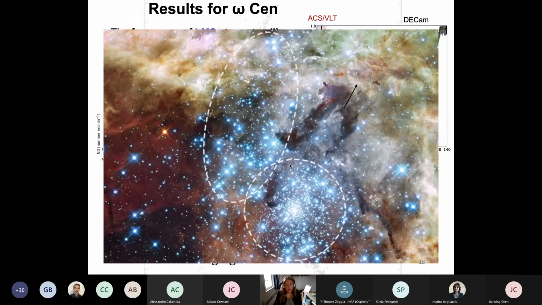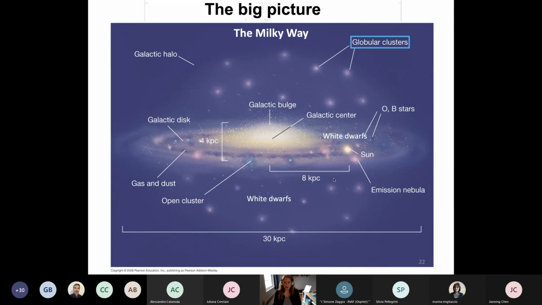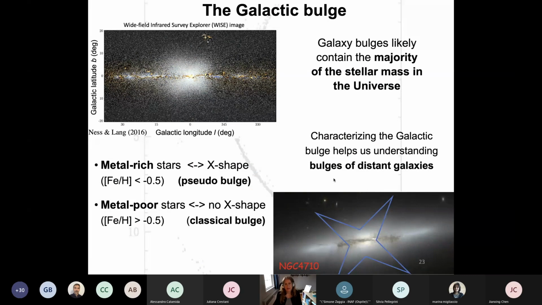And merging of a cluster is not happening right now in the Milky Way, but actually is observed for a young cluster in other galaxies around the Milky Way. For example, this image is from Hubble in the Magellanic Clouds. Then I talk a lot about globular clusters because I really like them. And now I will present you some results about the bulge. They're all published, so you can also read the papers to get more details on that.